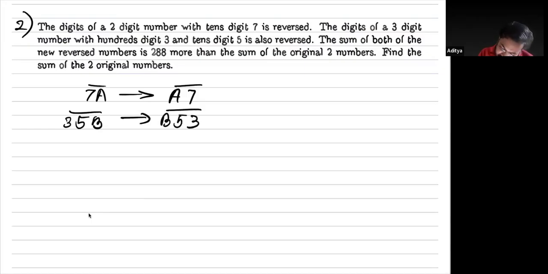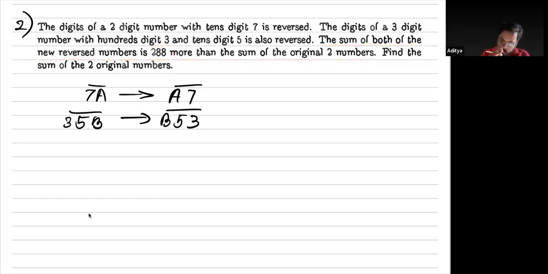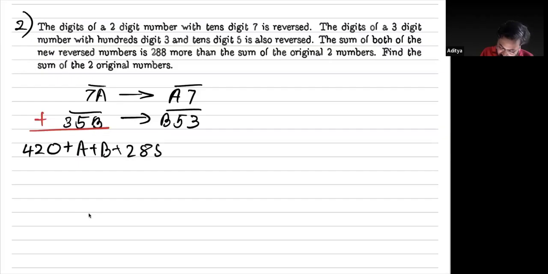All right. Now they are saying the sum of both the new reversed numbers is 288 more than the sum of the original two. Is my answer correct for the second number? Devabrata and Ekansh, correct answer. Good. So now, if you add these two numbers up, you get 420 plus a plus b. And when you add 288 to this, you get 10a plus 100b plus 60.